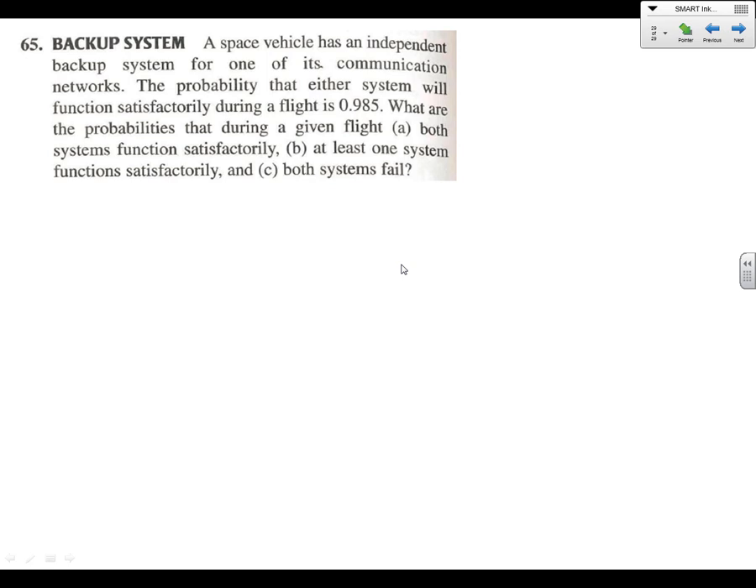Last one here, see if you can answer 65. You're all done. Questions, we'll go over them in class.